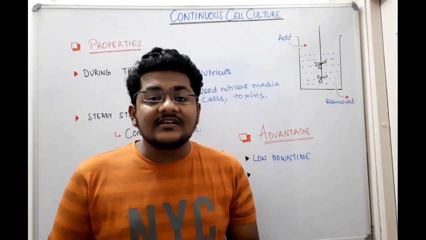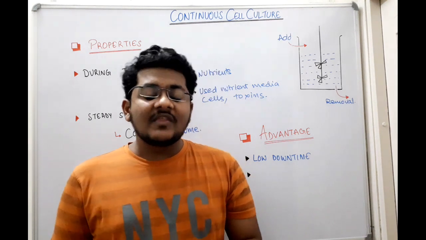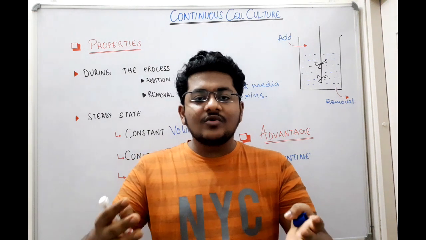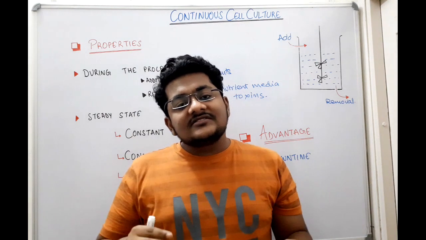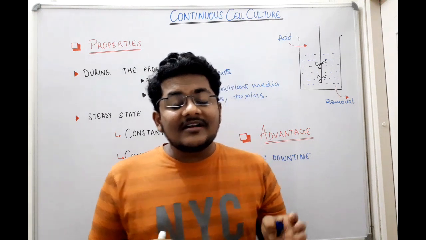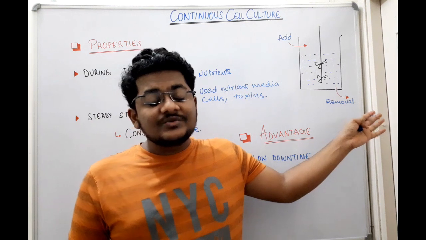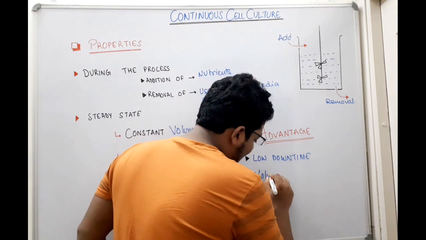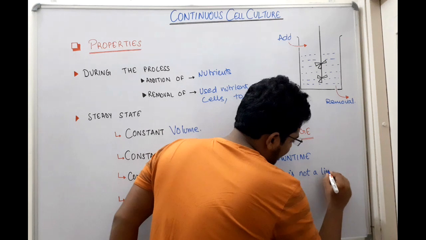What is the second important advantage of continuous cell culture? The bioreactor's volume does not matter. In fed batch we saw that we can add nutrients inside the bioreactor and the cells would start to grow, but as soon as the bioreactor reaches its maximum volume, we'll have to end the process. But in this technique, we can continuously remove the cells from the bioreactor, so volume of the bioreactor is not a limitation.